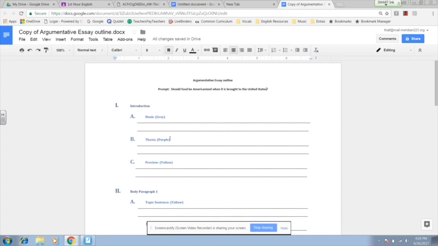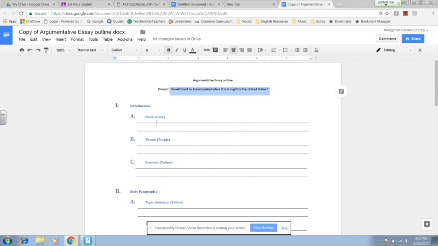So the first thing we need to do is, of course, we need to take a side. And remember, when we're writing an argumentative paper, we cannot be in the middle. We have to be on one side or the other. So if it becomes a topic where you don't really care what side you're on, then your job is to pick the side that's the easiest to write about. So for this, I'm going to be on the side that I think food should be Americanized when it's brought to the United States.